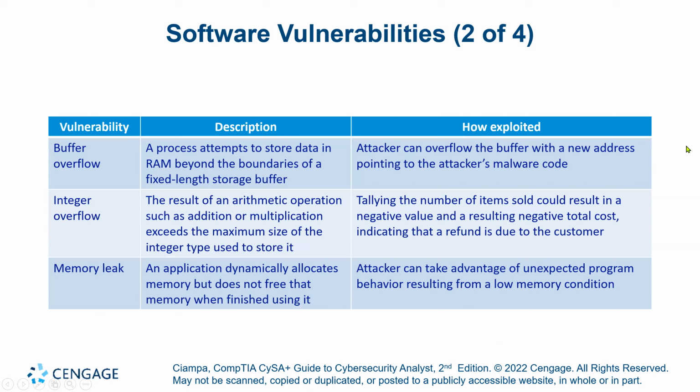All right, so vulnerability description and how exploited. Buffer overflow: a process attempts to store data in RAM beyond the boundaries of a fixed length storage buffer. The attacker can overflow the buffer with a new address pointing to the attacker's malware code. Integer overflow: the result of an arithmetic operation, such as an addition or multiplication, exceeds the maximum size of the integer type used to store it. Tallying the number of items sold could result in a negative value and a resulting negative total cost, indicating that a refund is due to the customer.